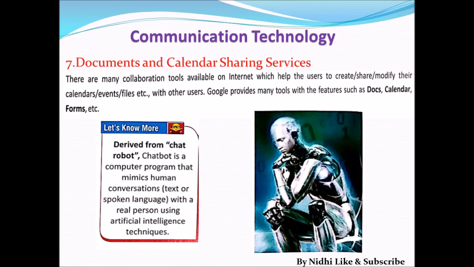And here I want to tell you one more point: the word chatbot is derived from chat robot. It is the combination of two words, chat and robot. From chat we have taken the full word, and from robot we have taken the bot. So a chatbot is a computer program that mimics human conversation, that means text or spoken English, with a real person using artificial intelligence technology. Here you can see the image of a robot. A chatbot is a technique through which we can send a text message, and the chatbot will reply to you according to your situation.